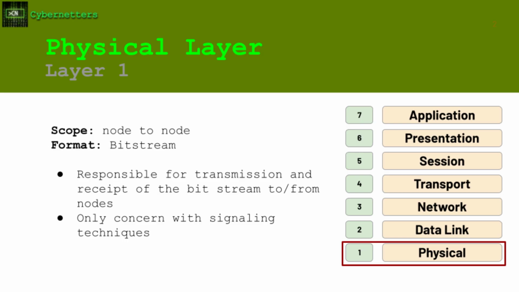In the last video, Communication Models, which I recommend if you haven't watched it already, you can get a basic understanding of the OSI model. One of these layers is called the physical layer, which is also known as Physical 1. Basically, in summary, it's responsible for the transmission and reception of the bit stream from node to node, and is concerned with signaling techniques. We will talk about these techniques later on in this video.